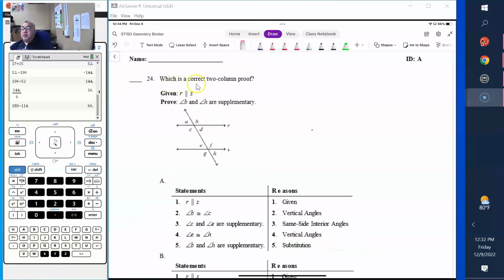Which is a correct two-column proof? So remember, we always start with a given. R is parallel to S. So these two lines are parallel. This is your transversal. Remember, that's a transversal.